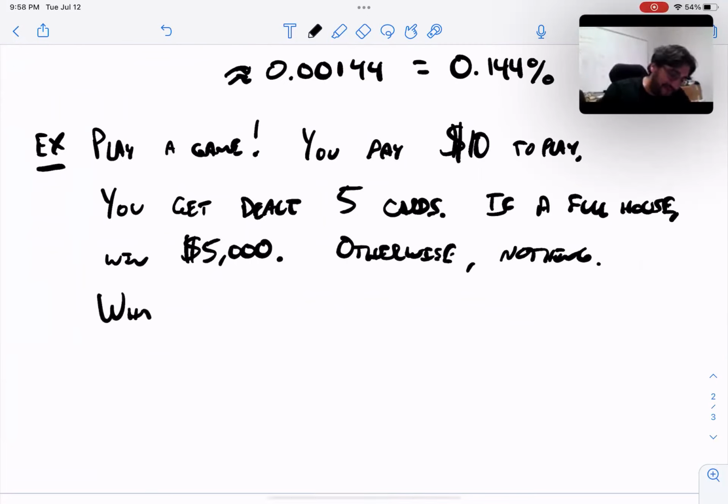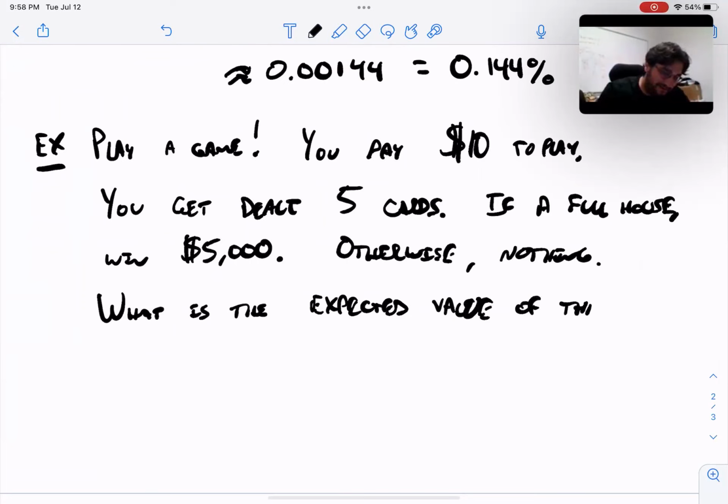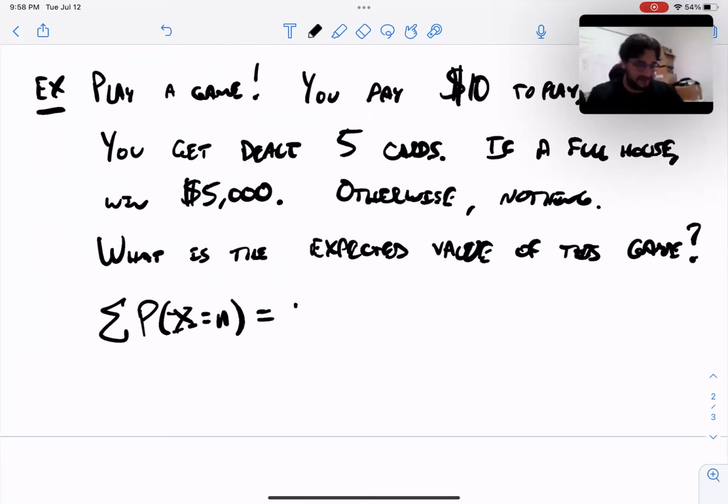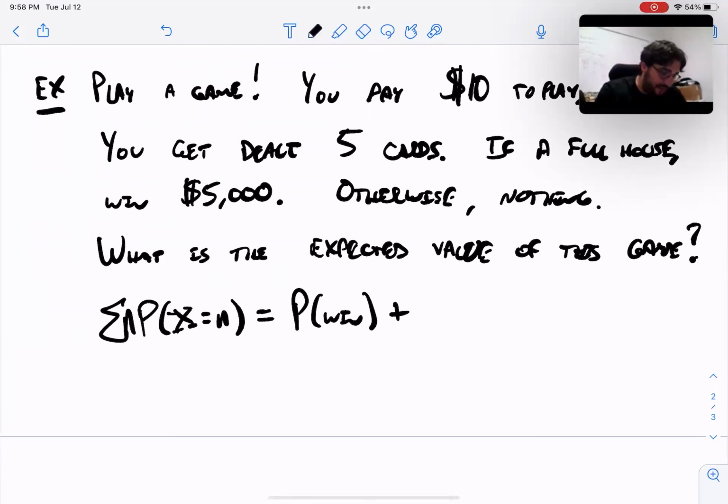So what is the expected value for this game? Well, the expected value is the sum over all possible outcomes. And this is a bit what I mentioned before. It doesn't necessarily have to be numerical outcomes. It could be the set of all possible outcomes, weighted by their probabilities. So here, there are really two possible outcomes: win or lose. Let's think about what happens in each of these cases.